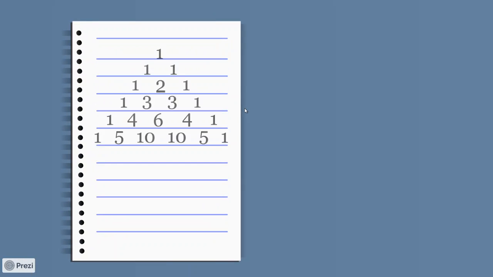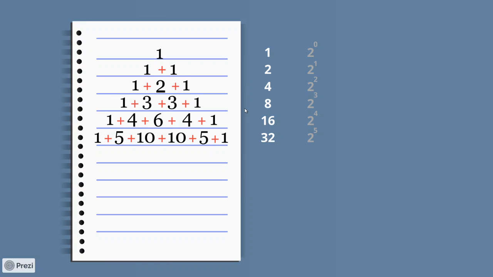So I'm writing a few rows of Pascal's triangle, and I'm going to add the digits horizontally and see what I get. 1, 2, 4, 8, 16, 32. Do you find anything in these numbers? These numbers are actually the powers of 2.